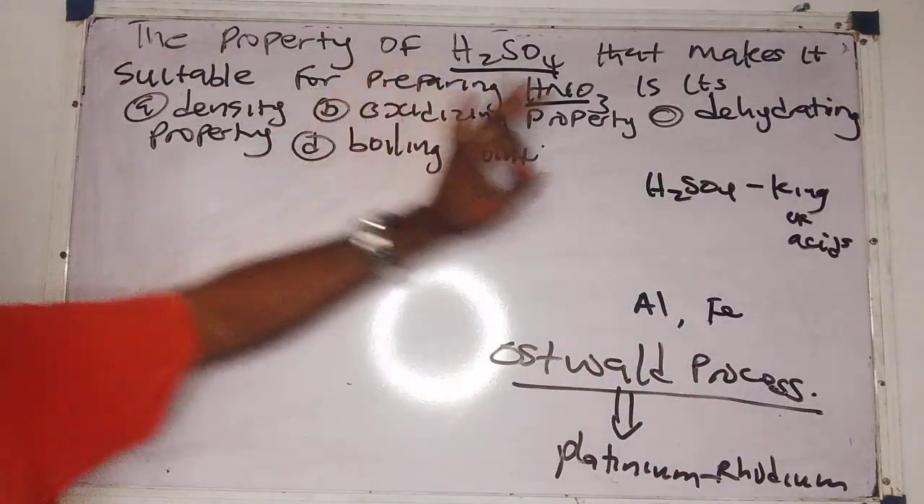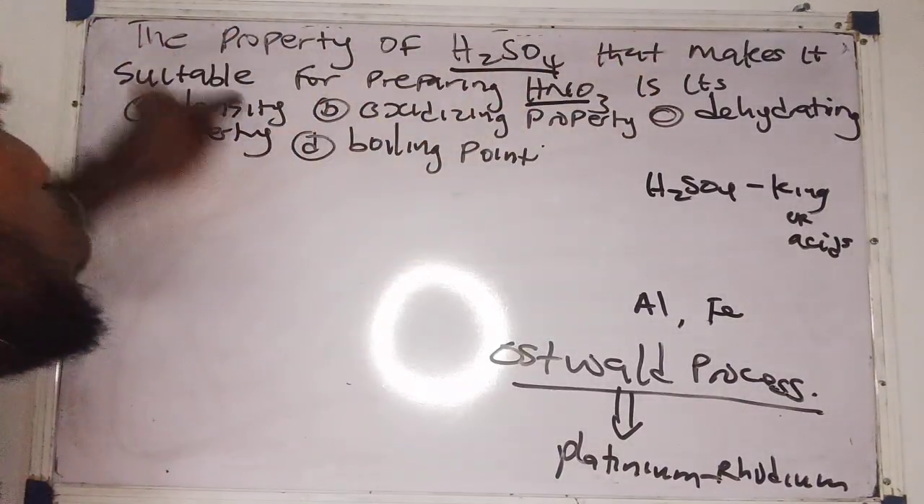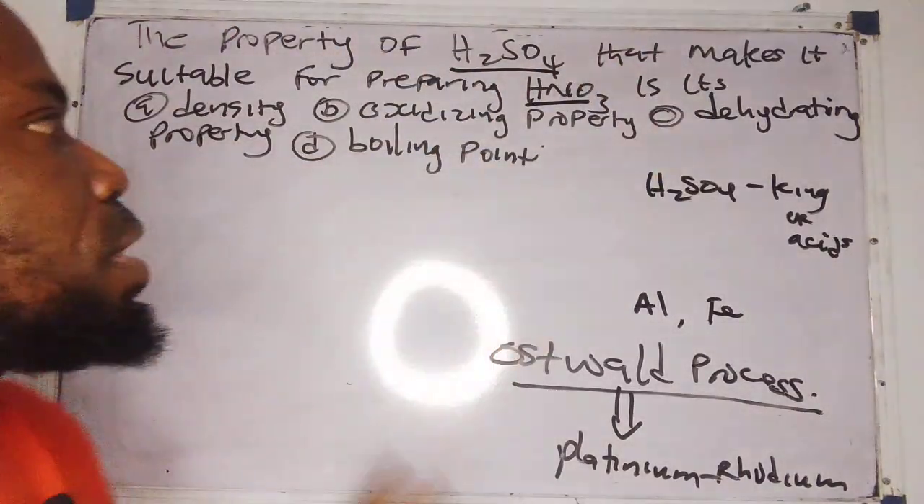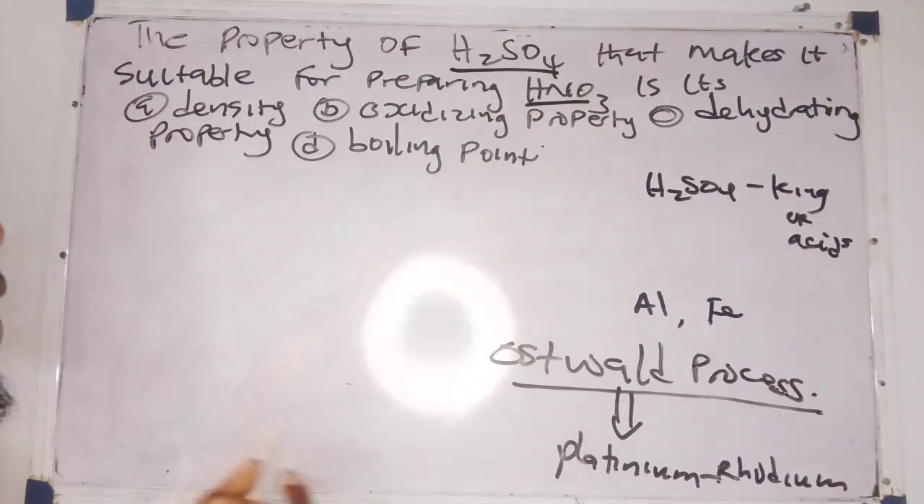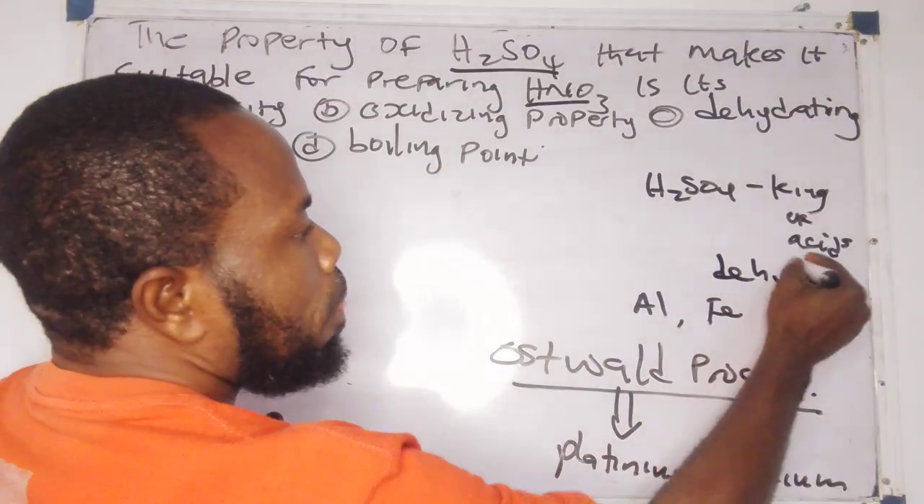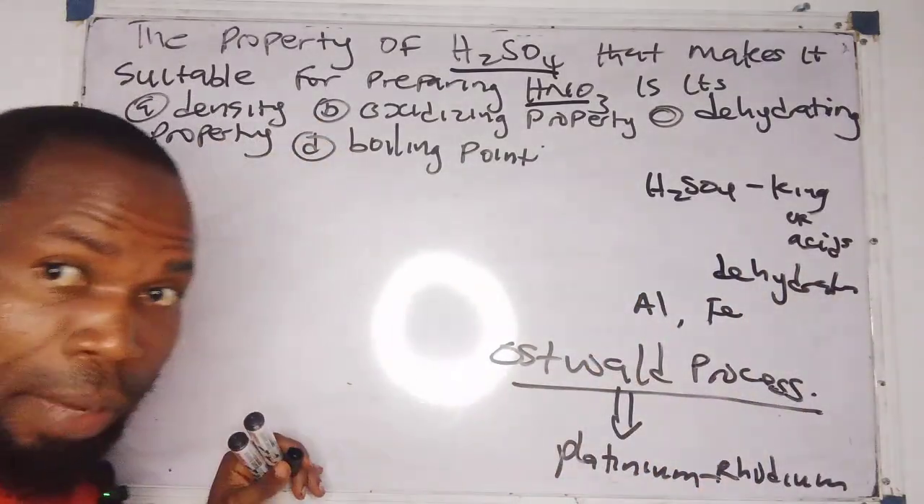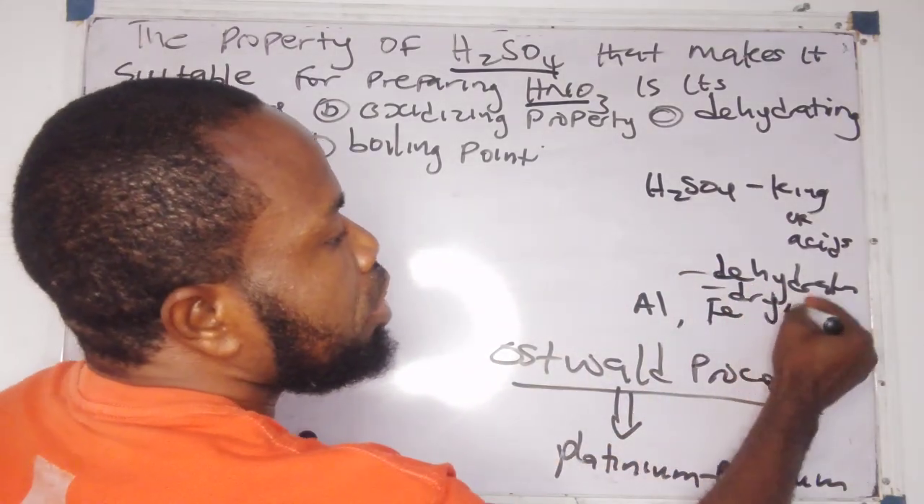Go back to the question again. Let's read it again. The property of H2SO4 that makes it suitable for preparing HNO3 is dash. First of all, H2SO4 has many properties. One of these is that it's used as a what? As a dehydrating agent. It has a dehydrating property. H2SO4 has a dehydrating property. It's used as a drying agent.